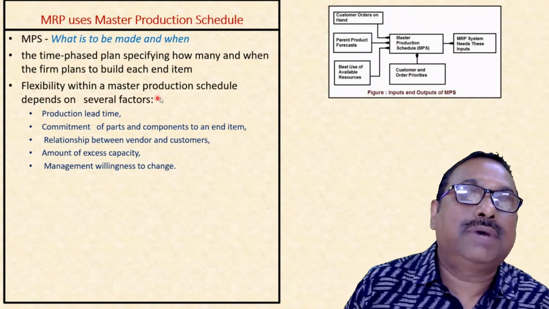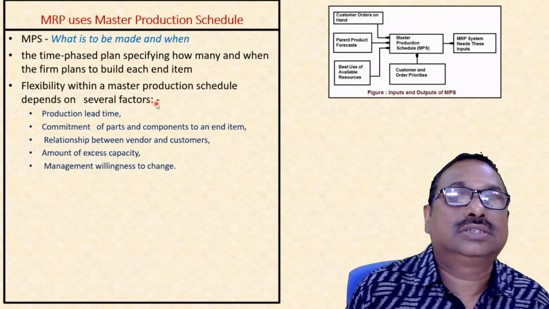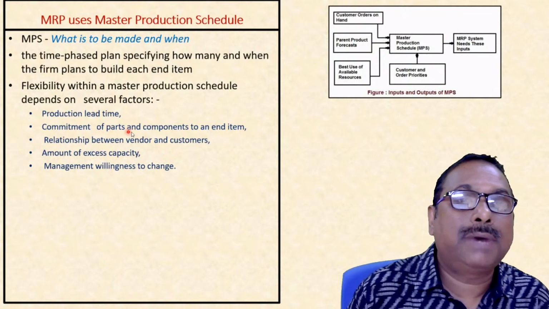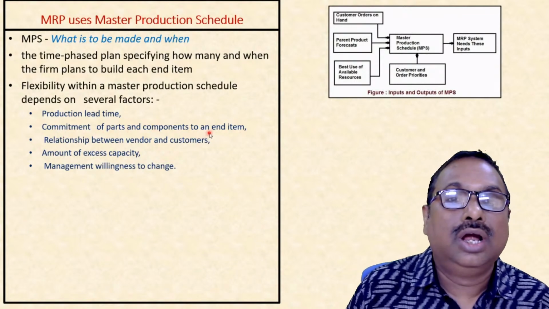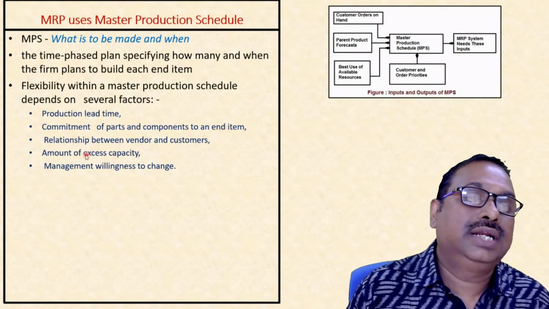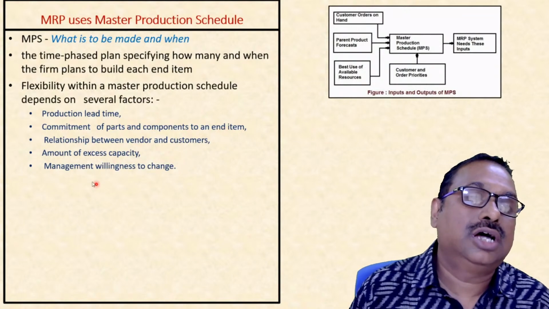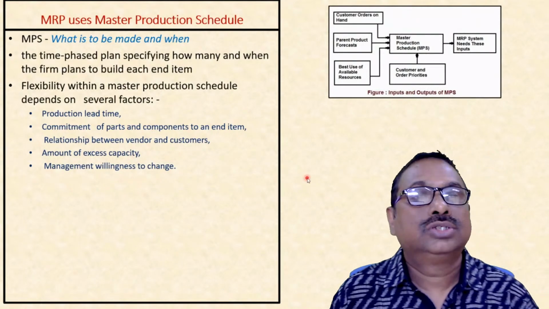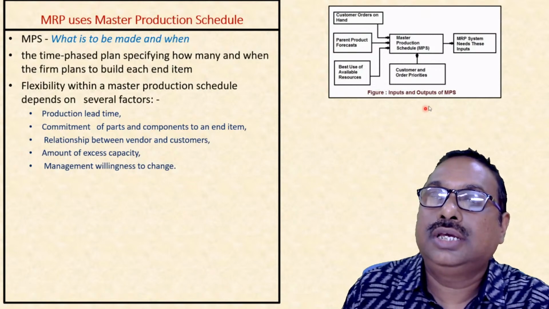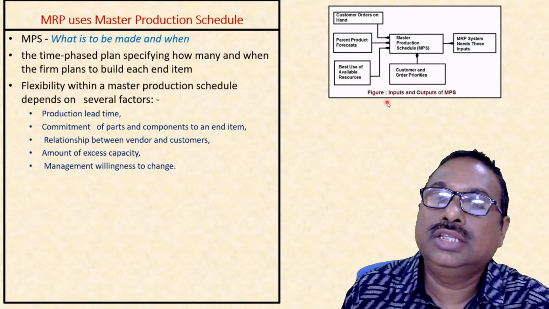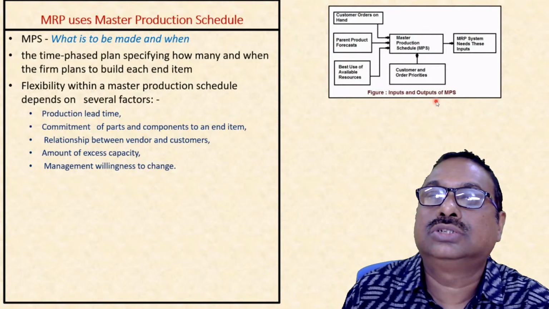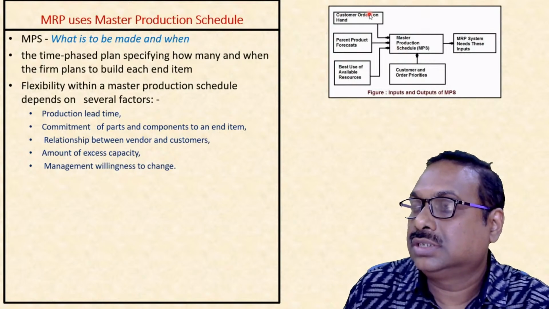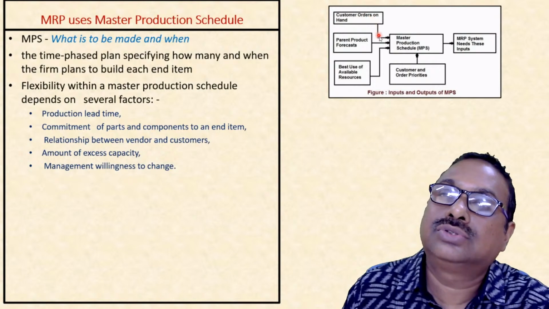So flexibility within a master production schedule depends on several factors. One is production lead time, next is commitment of parts and components to an end item, then relationship between vendor and customers, amount of excess capacity, and management willingness to change. So here it shows the input and output of master production schedules. First is customer order on hand. What is the customer order you have? So this is one of the inputs.